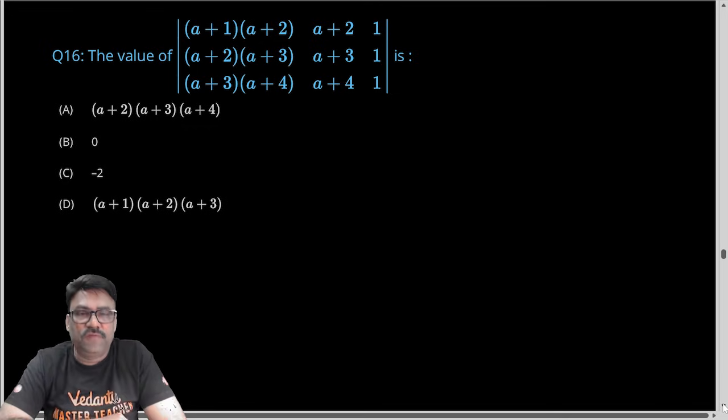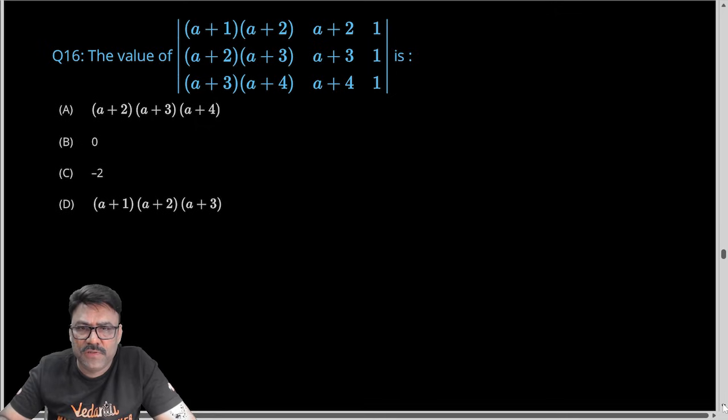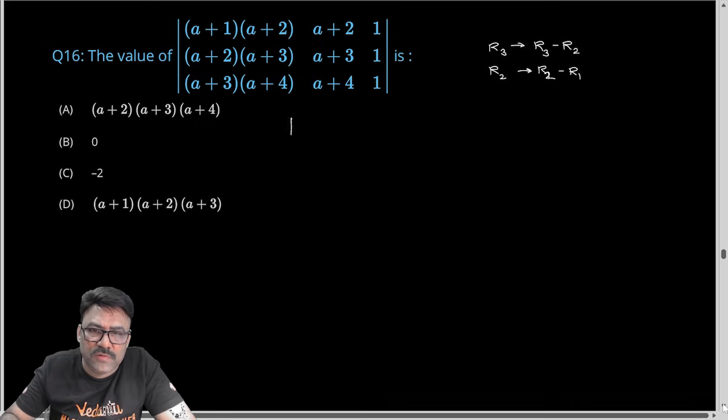See, this question is from determinants. So you have to get the value of this determinant. Let's do some transformation first. What I'm doing: from the third row, I'm subtracting the second row, and then from the second row, I'm subtracting the first row. The first row is left as it is. I'm not doing anything in the first row. Let's keep it as it is.